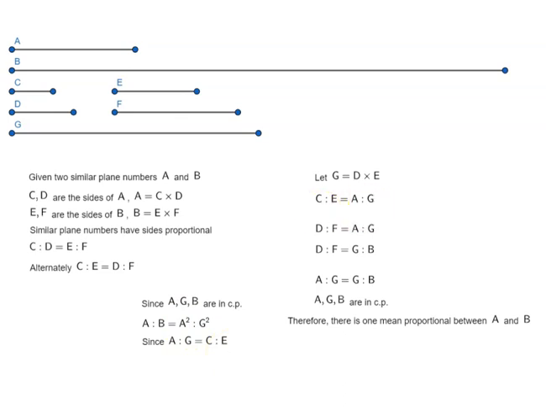So which means we can do the necessary substitution and say A is to B is equal to C square is to E square. And since C is to E is equal to D is to F, we can say A is to B is equal to D square is to F square. So we have A is to B is equal to C square is to E square, which is equal to D square is to F square. So that is proposition number 18 of book 8 of Euclid's Elements.